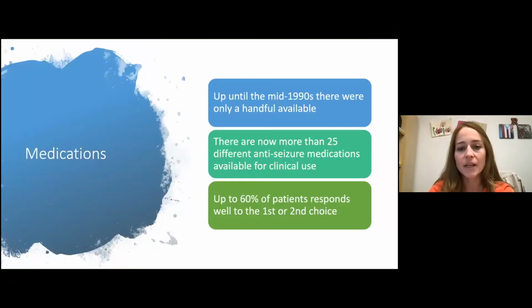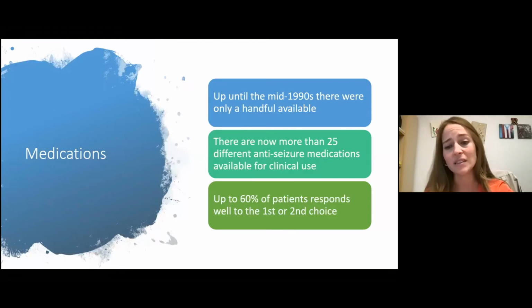And so medications: up until the mid-1990s, there were only a handful of medications available, but now we have more than 25 different anti-seizure meds available for clinical use, which is great because it obviously gives us more options to prescribe, and more opportunity for families and patients to decide from a group of medications what they'd like to be on and what they'd like to avoid, especially when we're dealing with comorbidities and other issues.